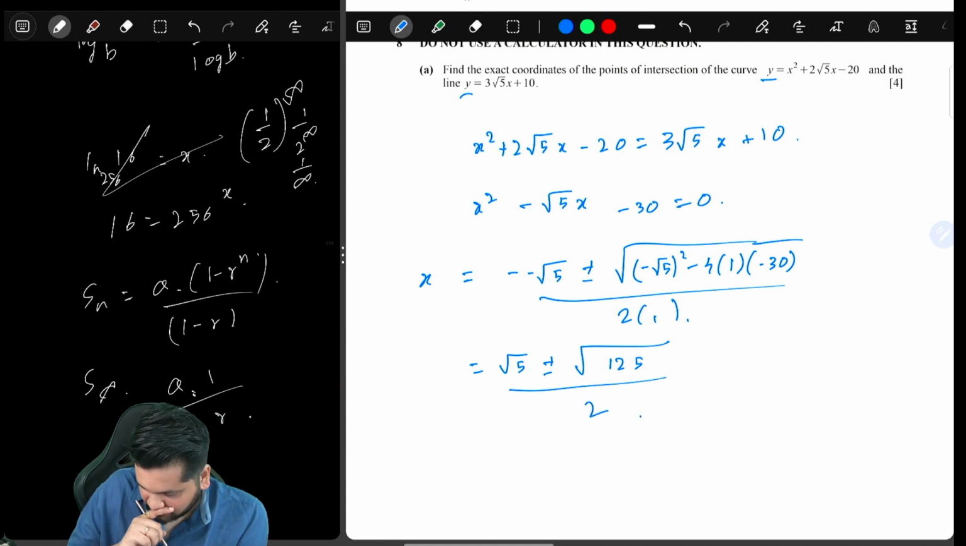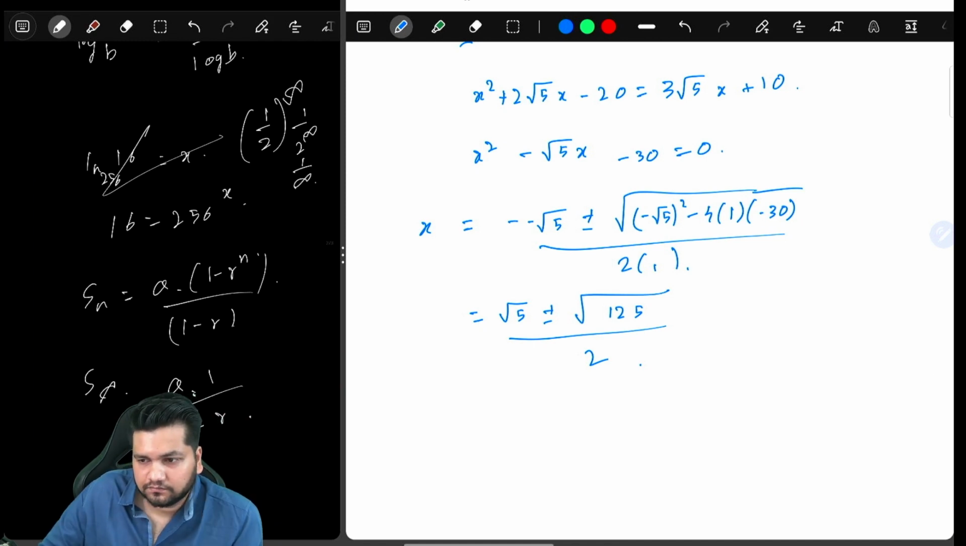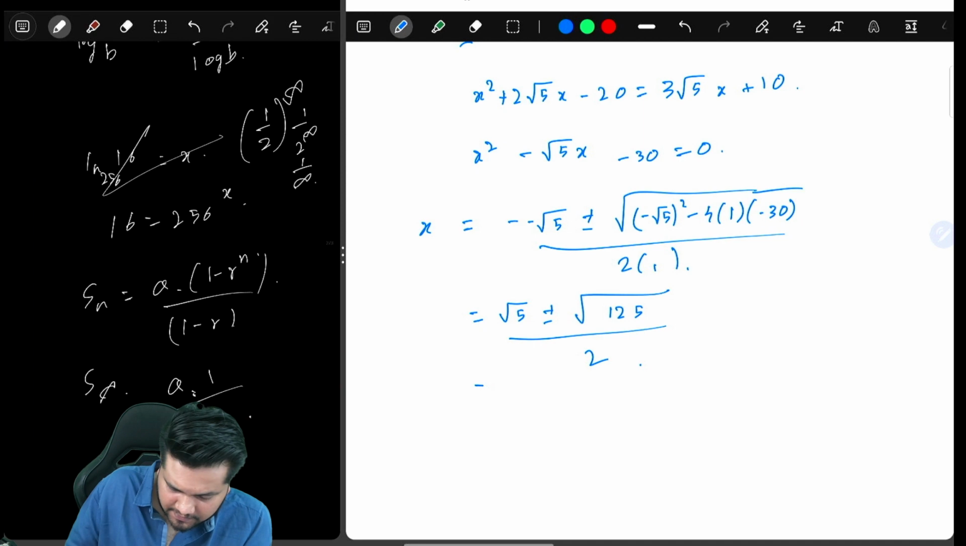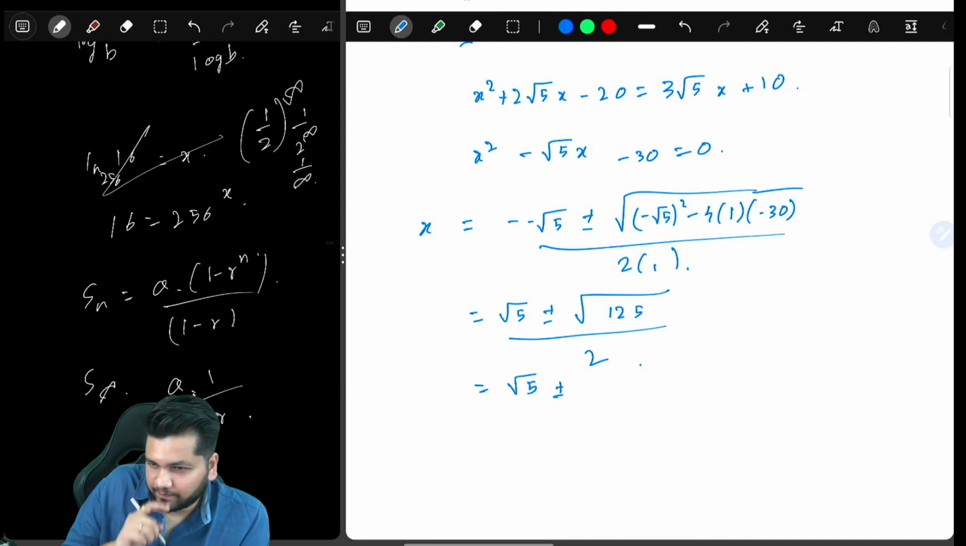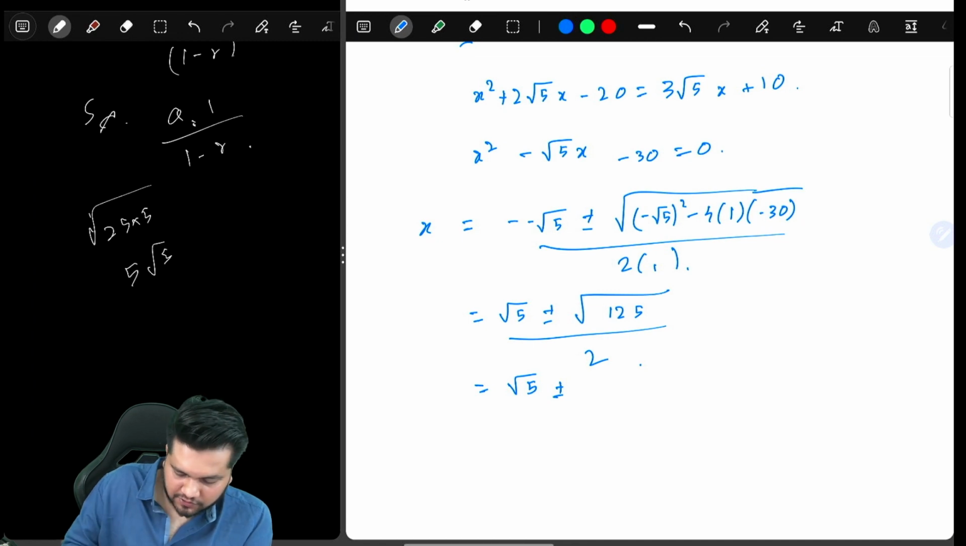Is it? Yeah, 120 plus 5. Yeah, 125 you are getting. So root 5 plus minus root 125 by 2. Let's see if you are able to solve it once again. So this is going to be root 5 plus minus. Now, 125 is, I mean, root 125 is nothing but 25 into 5. So it's going to be 5 root 5. So it's going to be plus minus 5 root 5 by 2.